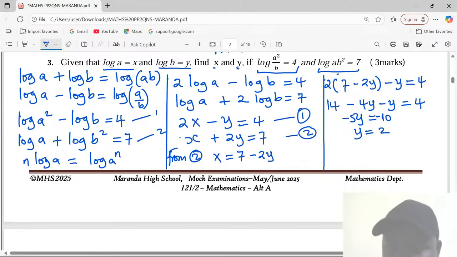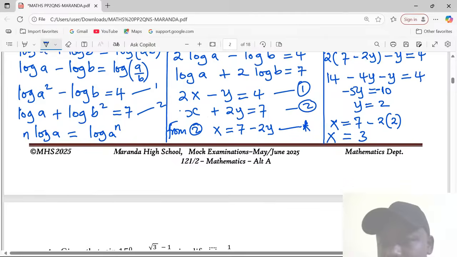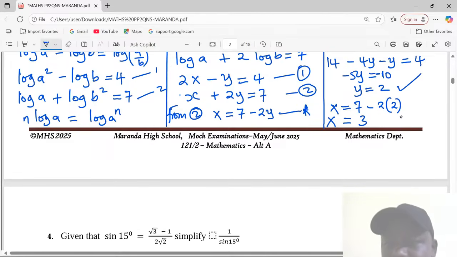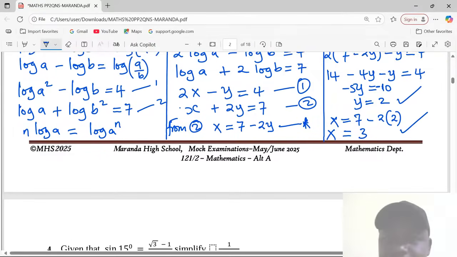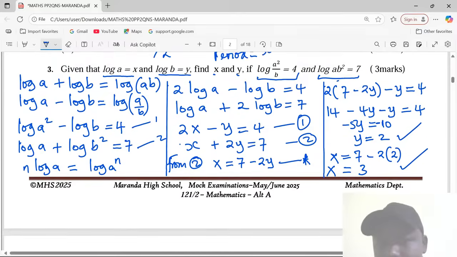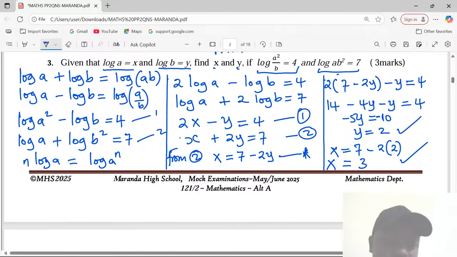Now that we have the value of y, the value of x can be gotten from this. From this, we can say x equals 7 minus 2 into the value of y, which is 2. So 7 minus 4 is 3. The value of x is 3. The value of y is 2. A very interesting setting of a question. Very interesting.